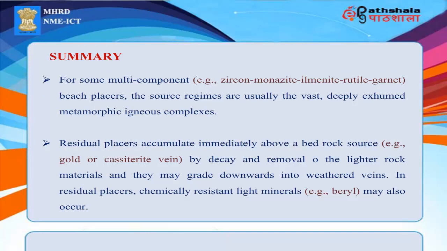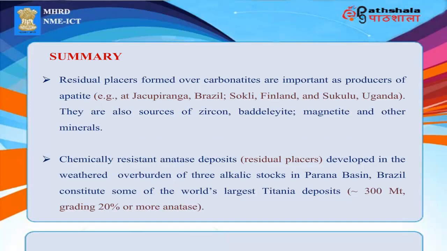For some multi-component beach placers, the source regimes are usually the vast, deeply exhumed metamorphic igneous complexes. Residual placers accumulate immediately above a bedrock source by decay or removal of the lighter rock materials, and they may grade downwards into weathered veins. In residual placers, chemically resistant light materials may also occur. Residual placers formed over carbonatites are important as producers of apatite. They are also sources of zircon, baddeleyite, magnetite, and other minerals.